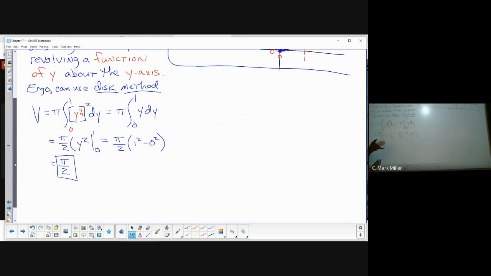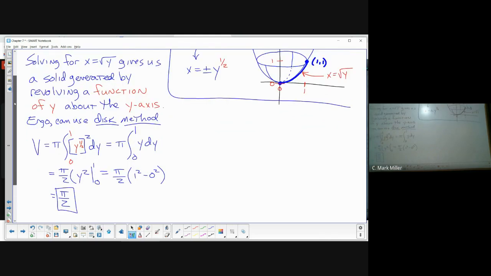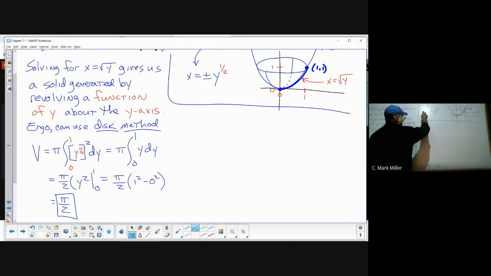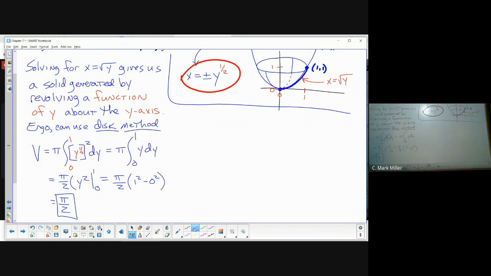The point of this problem is that we had a function of one variable revolved around the other variable's axis. Not set up for this method, at least. In order to use the disk method, we had to get a function of one variable around that same variable's axis. So since you're revolving about the y-axis, we had to write our function as a function of y.